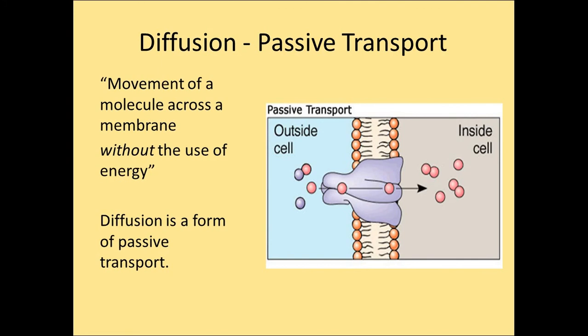The movement of a molecule across the membrane without using any energy is passive transport, and diffusion is a form of passive transport. The force behind diffusion is not energy, it's the difference in concentrations. Remember, we talked about how molecules move from high to low. That difference in concentration is enough, quote-unquote, energy to get the molecules to move.